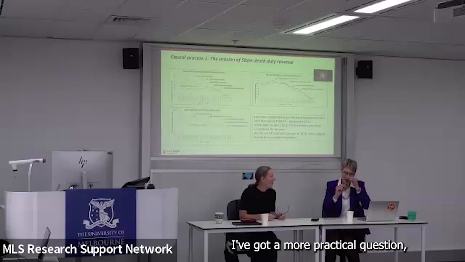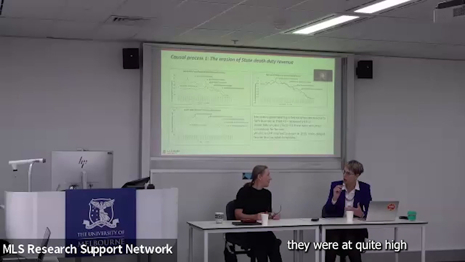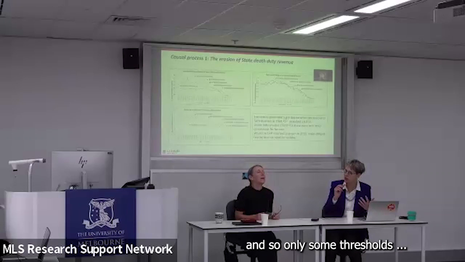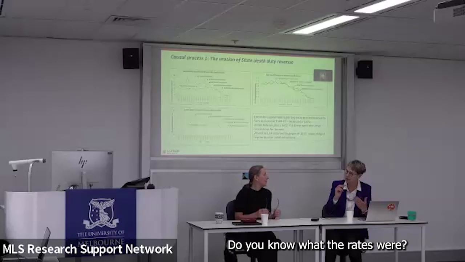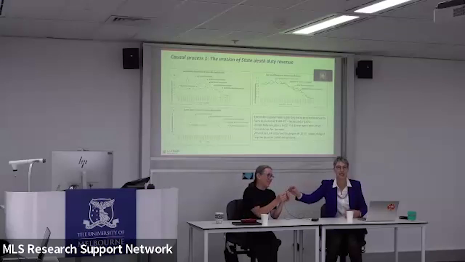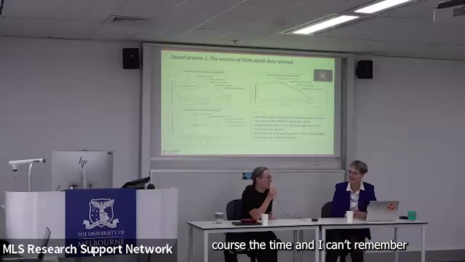I've got a more practical question, I guess, about the old estate taxes. They were at quite high rates, as well as the base, including the home and so on, with some thresholds. Do you know what the rates were? Not to put you on the spot in terms of actual numbers. No, actually, I can't really give you detail because they changed over the course of time and I can't remember all the rates.